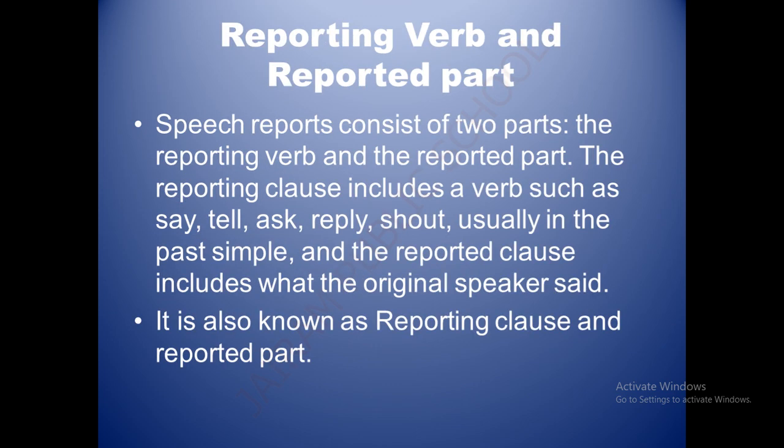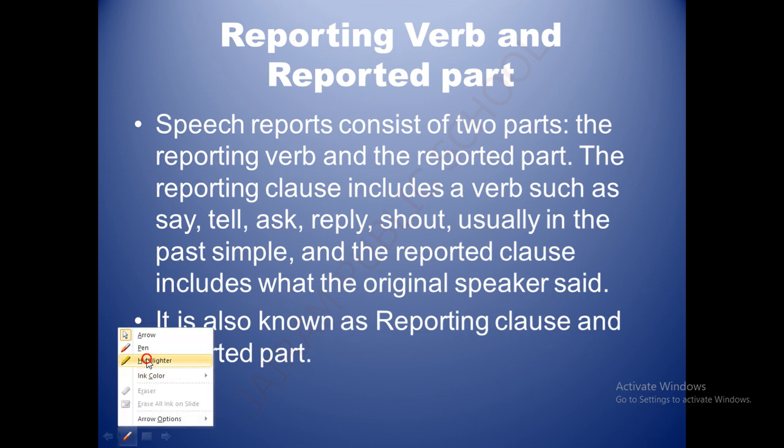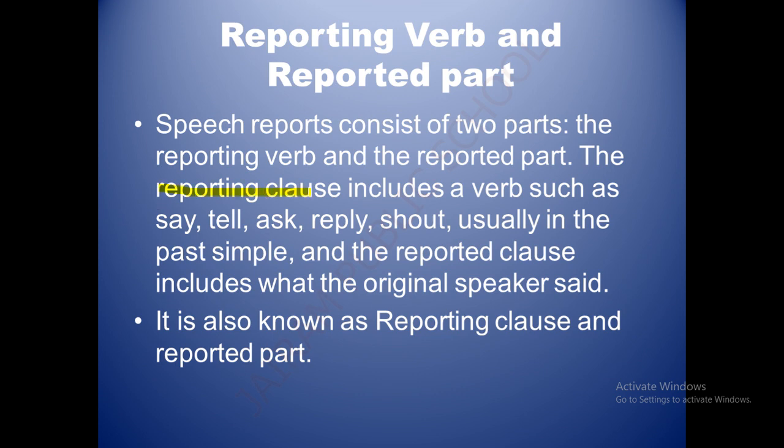Next, the difference between reporting verb and reported part. The point which I have given you here is that speech reports consist of two parts, the reporting verb and the reported part. The reporting class is nothing but the reporting verb. Reporting verb is also known as reporting class. The reporting class includes a verb such as say, tell, ask, reply, shout, usually in the past simple. And the reported class includes what the original speaker said.